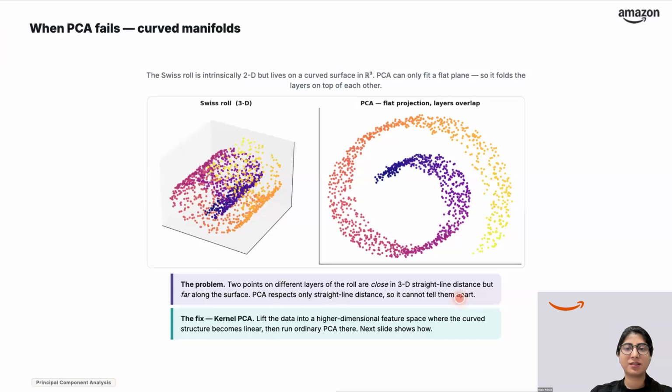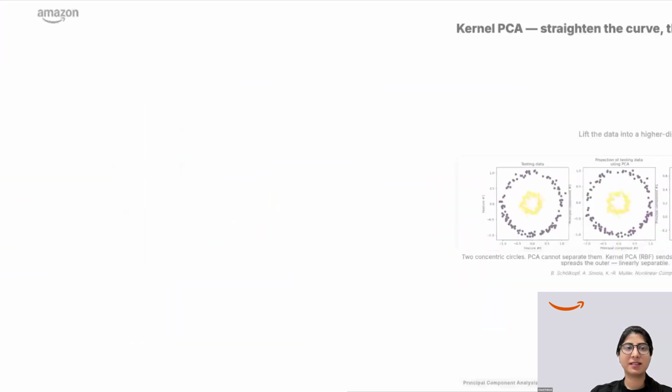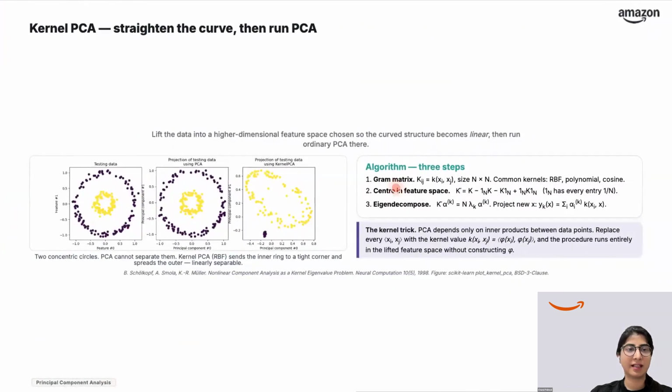So for this, there is kernel PCA, right? The idea is that in this space, the data is on this curved space. But if we project this data to a higher dimensional feature space, then in that high dimensional feature space, the data can become linear.